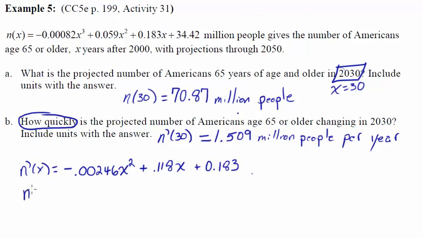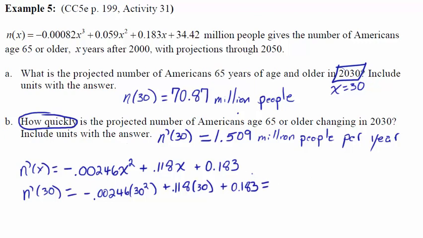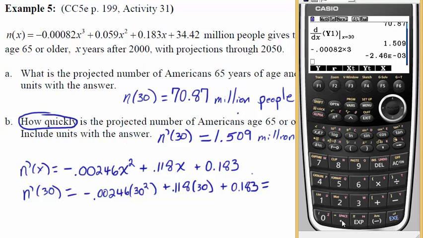All right, now I want to plug in 30 here, and hopefully we get the same answer we got before. So I'm going to get negative 0.00246 times 30 squared plus 0.118 times 30 plus 0.183. All right, and hopefully that's going to turn out to give us the same result that we found when we had the calculator do the derivative. Negative 0.00246 times 30 squared plus 0.118 times 30 plus 0.183. And yes, we did get the same answer, 1.509.